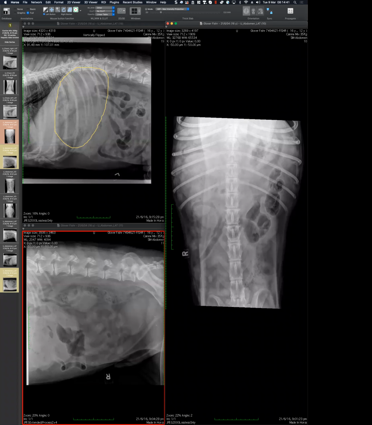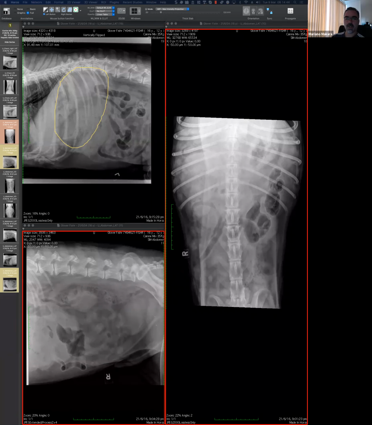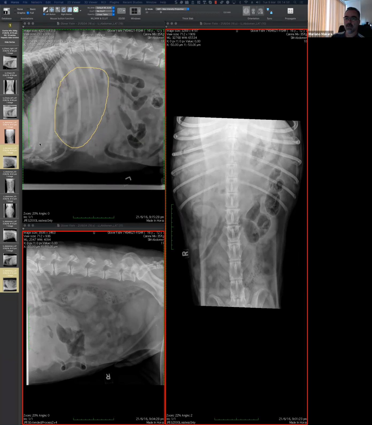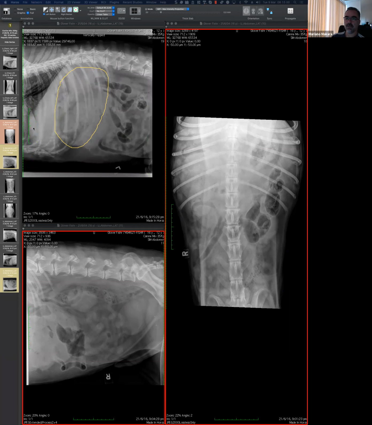Soft tissue. Okay, are we all in agreement with that? I think I agree. Yes, there's some very tiny little bits of gas opacity within it, if you look really closely, some tiny dots of gas in there. Maybe. I agree. So this is a soft tissue opacity structure, and that's the liver.